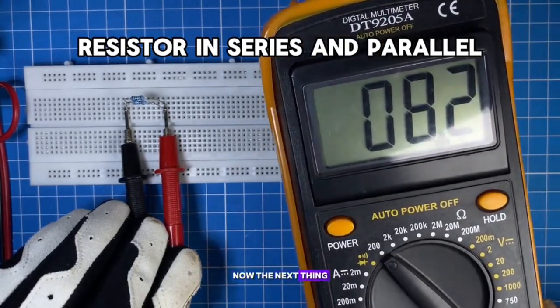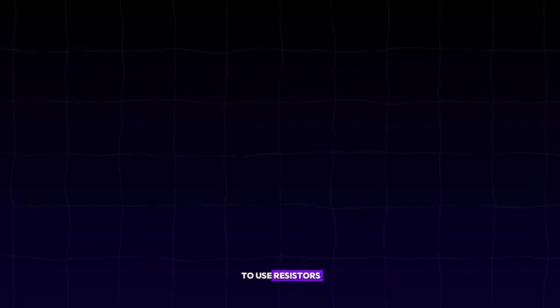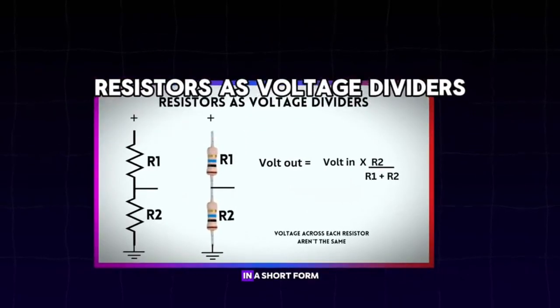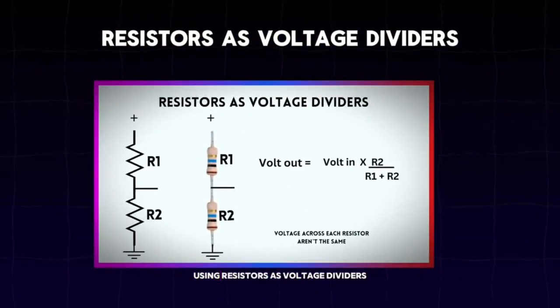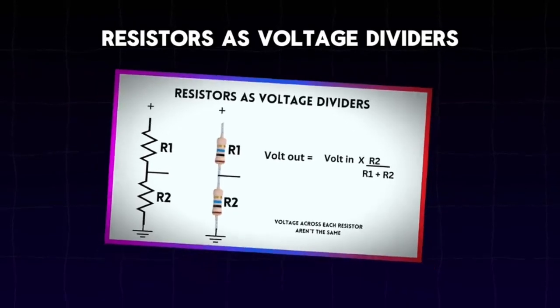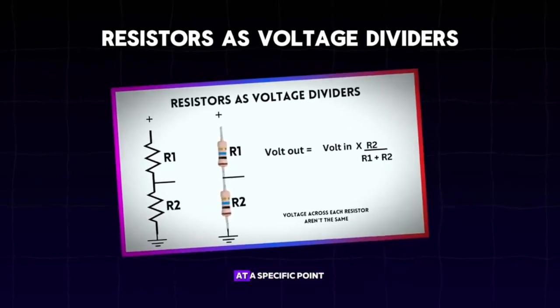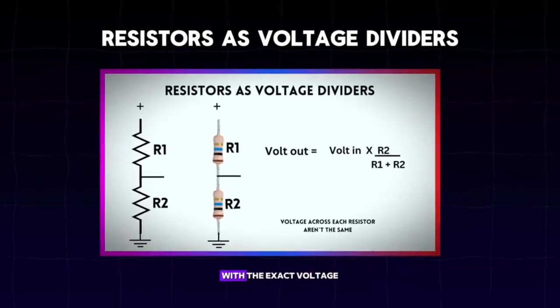So now the next thing we are going to talk about is how to use resistors as a voltage divider. In short form, let me explain that using resistors as voltage dividers means connecting two or more resistors in series to create a circuit where the input voltage is divided proportionally across each resistor, resulting in a smaller output voltage at a specific point in the circuit, with the exact voltage depending on the ratio of the resistor values. It's a simple way to reduce a voltage to a desired level using only resistors.